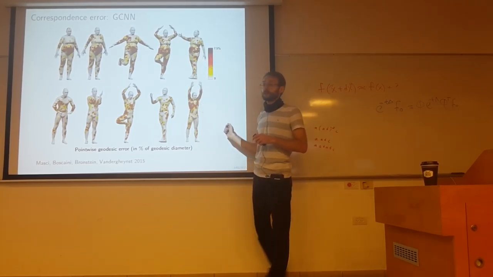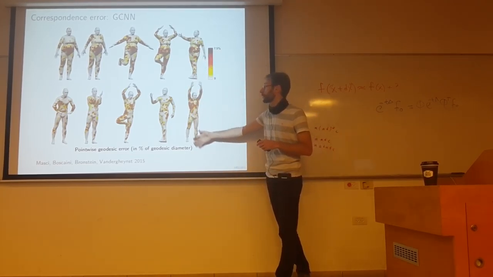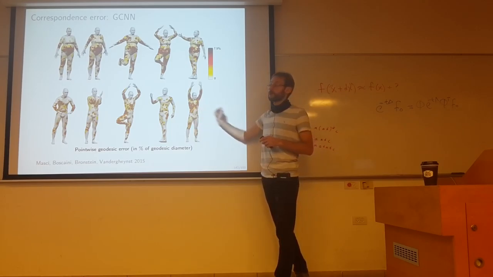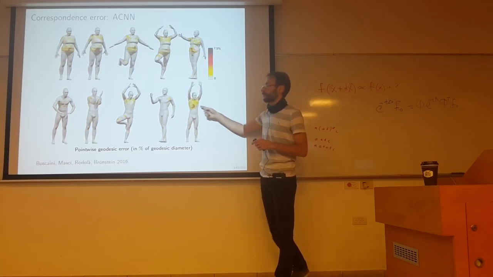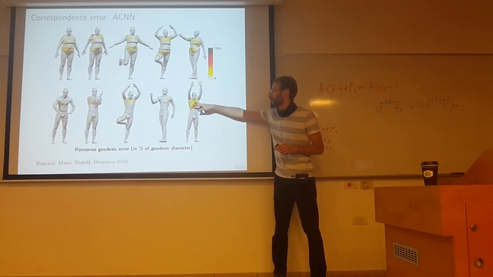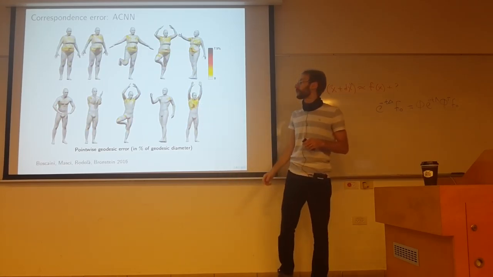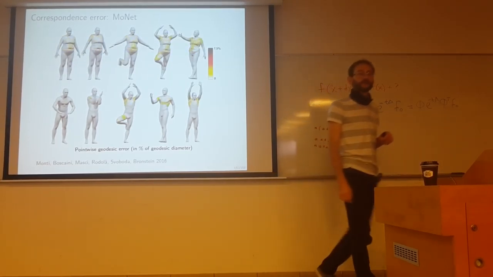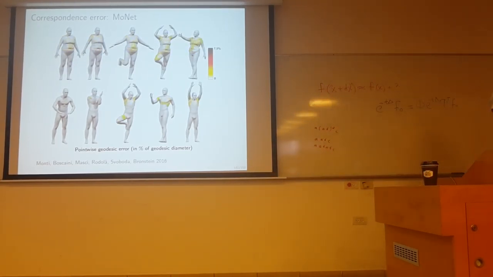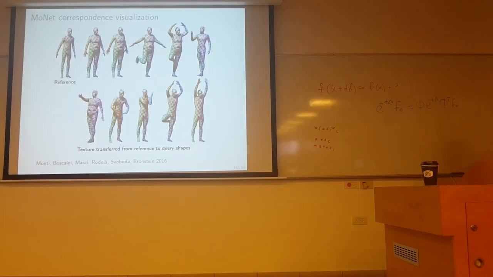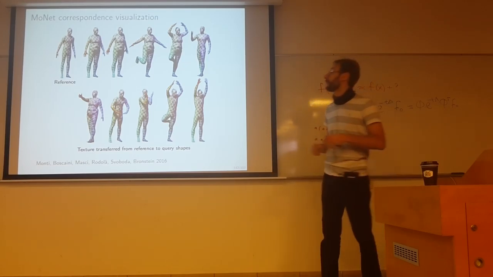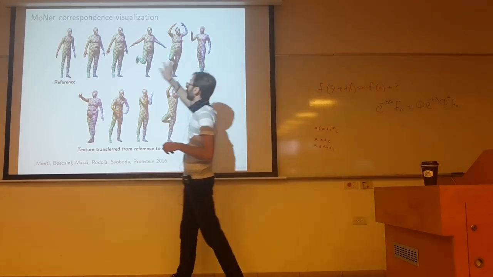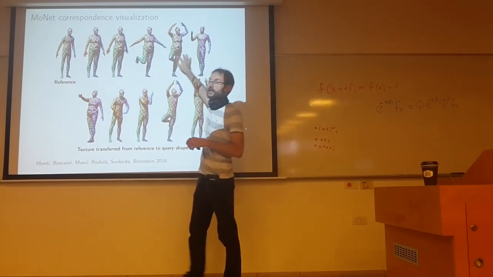So this is the work of people from 4 years ago. This is the geodesic CNN. You see that there are sparse sets of points where there is large error, but there are many points where the error is almost zero, or actually zero. This is the ACNN. You see quite dramatic improvements from GCNN to ACNN. Still there are some points with large errors. This is what we get with MoNet. It's very small errors. Almost everything is zero.